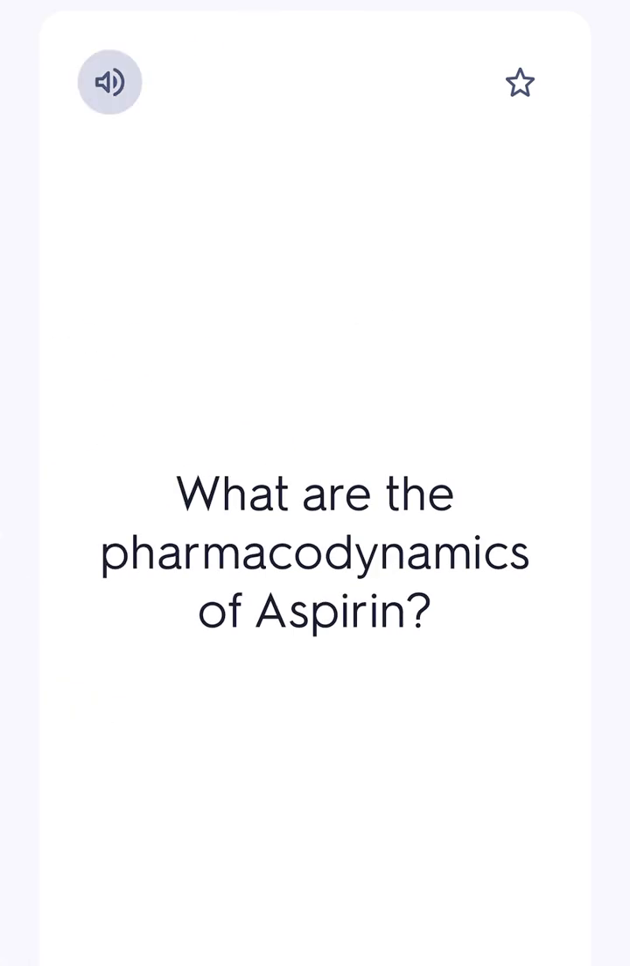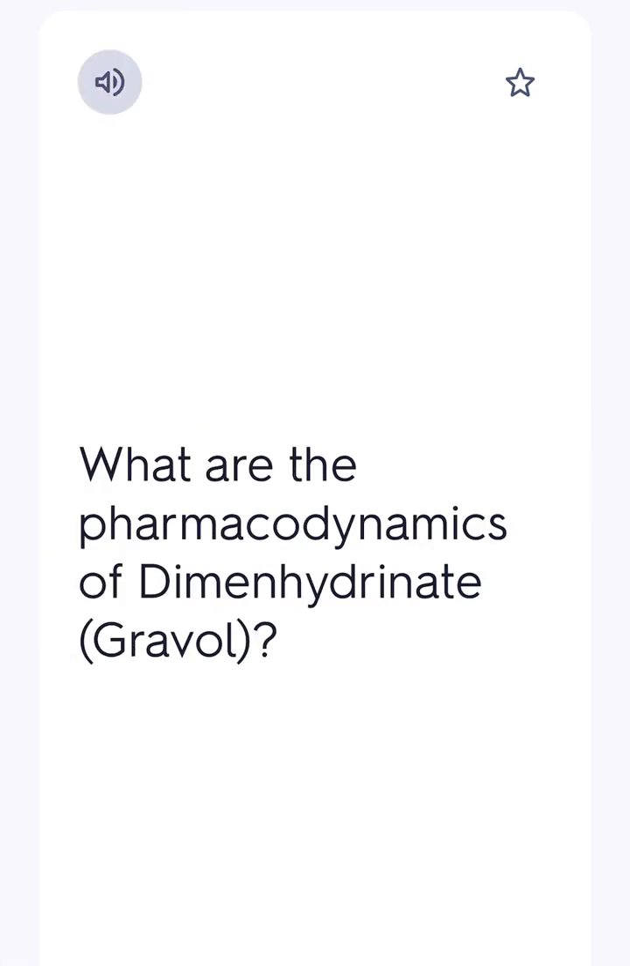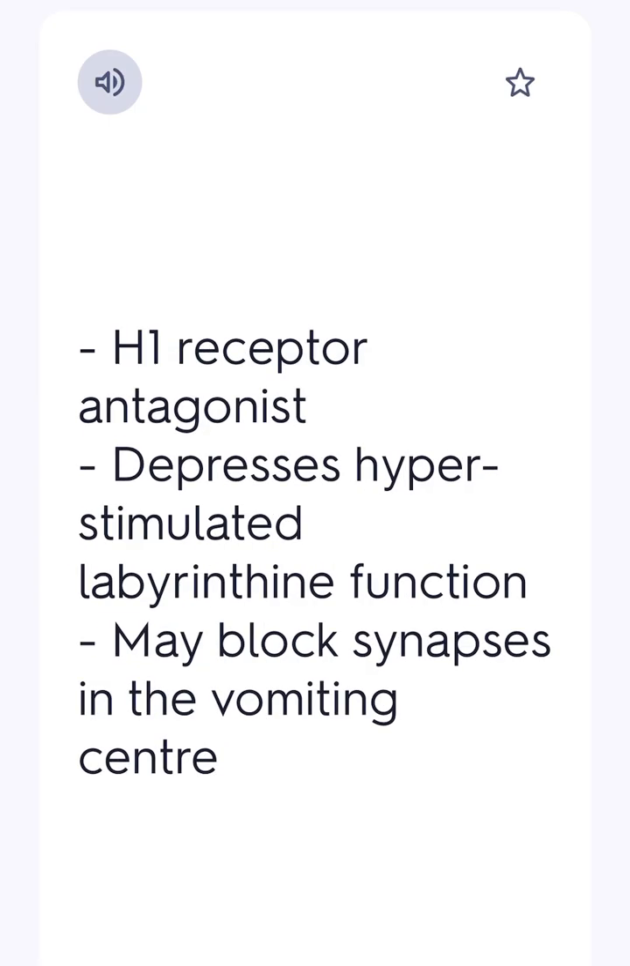What are the pharmacodynamics of aspirin? Inhibits the formation of thromboxane A2, which is a potent platelet aggregator and vasoconstrictor. What are the pharmacodynamics of dimenhydrinate? H1 receptor antagonist, depresses hyperstimulated labyrinthine function, may block synapses in the vomiting center.